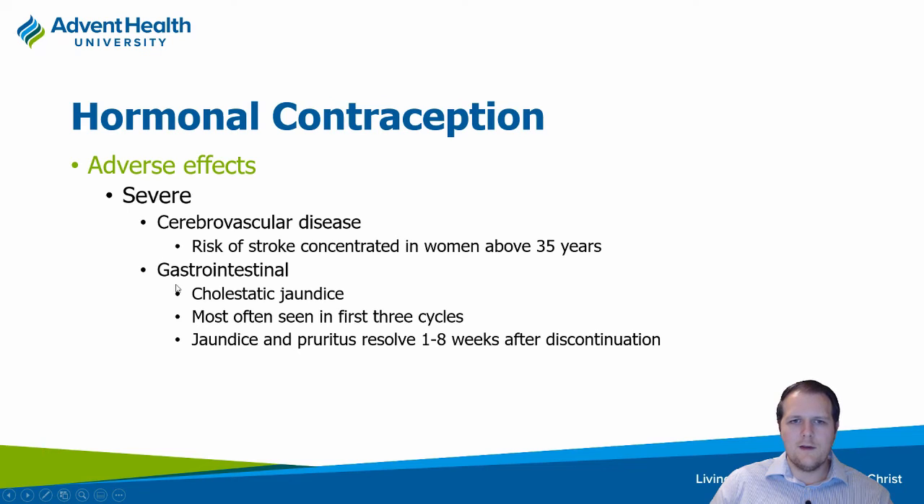The gastrointestinal effects, again, more seen with the oral products. You see things like cholestatic jaundice. Again, typically you're going to see this more often in the first 3 cycles or so, and it usually should resolve over some time. However, if it's enough to discontinue the use altogether, it usually takes between 1 to 8 weeks for the jaundice and pruritus to fully resolve on its own.